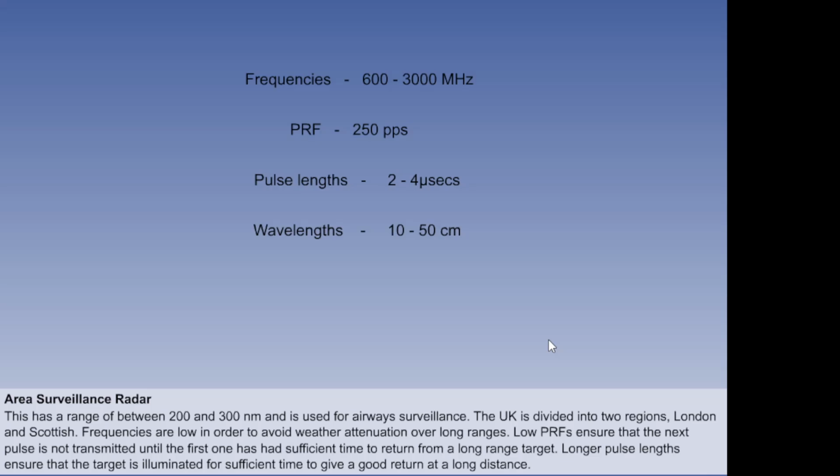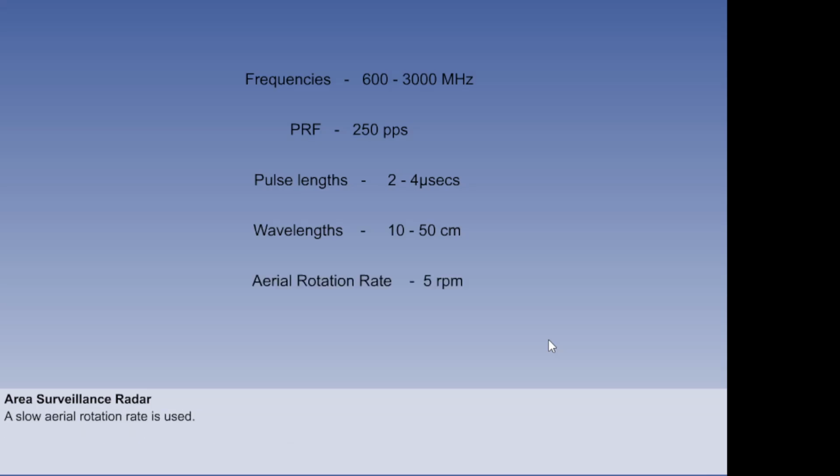The longer pulse length ensures that the target is illuminated for sufficient time to give a good return at a long distance. They are required to see a very large area, so a slow aerial rotation rate of around 5 revolutions a minute is used. These characteristics give them ranges of 2 to 300 nautical miles.